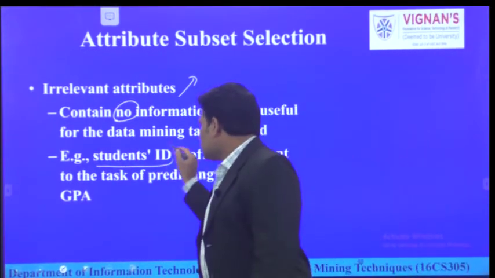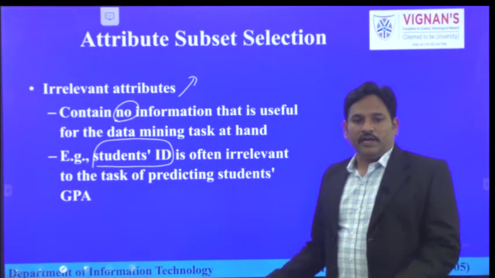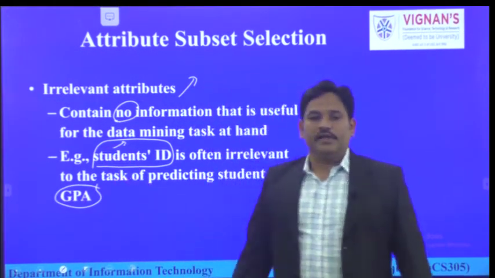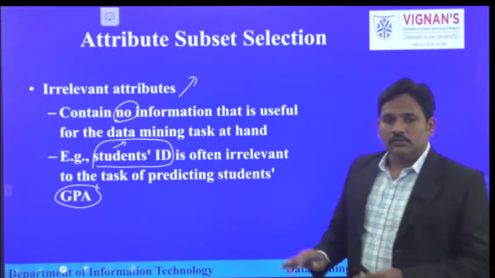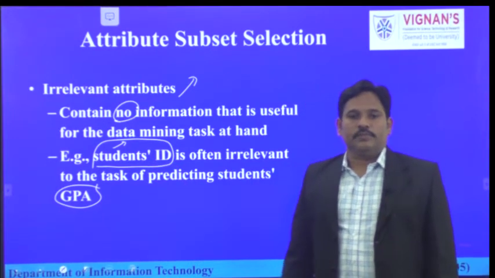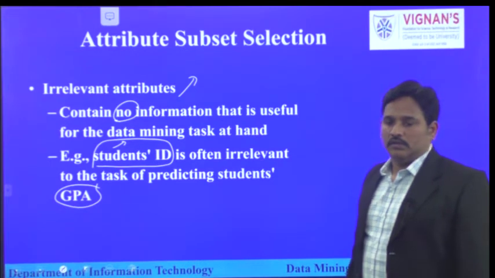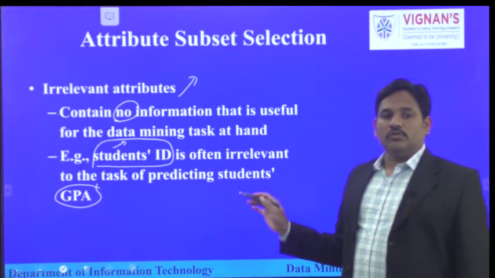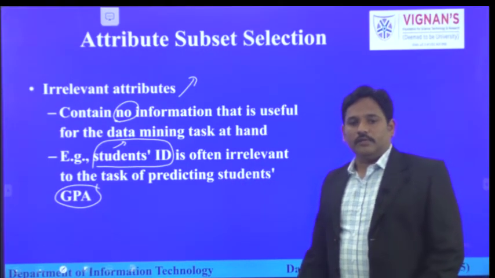So here, student ID or student roll number is important for a student database, but to find out the GPA of the student, it is irrelevant. We are not saying that the attribute is irrelevant in general. That attribute is irrelevant for the task of calculating a GPA, but it is required as basic information of a student. So how can we identify the irrelevance of an attribute? It depends on the task or the activity that we are applying.